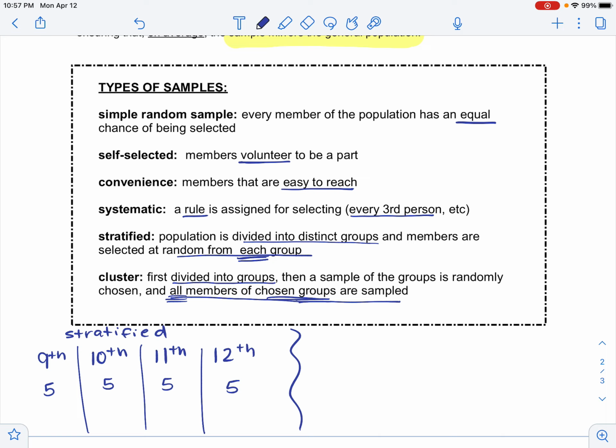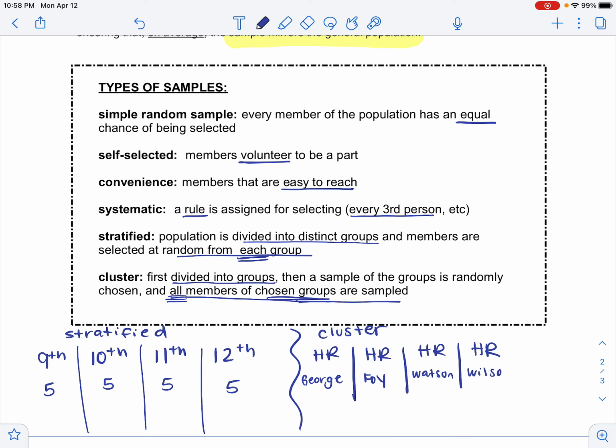So a better example for cluster, one that actually might give us a good representation of the school, is if I break everyone up by their homerooms. Right? So I'm going to break everyone up by their homeroom teachers, and there's a bunch in the school. And then I'm randomly going to select certain homerooms. So I might select Miss George's homeroom, Miss Foy's homeroom, Miss Watson's homeroom, and Mr. Wilson's homeroom.